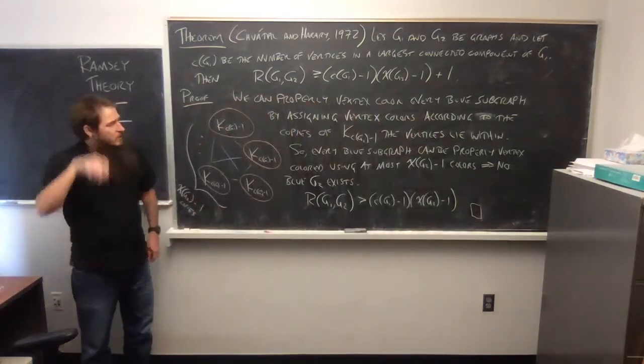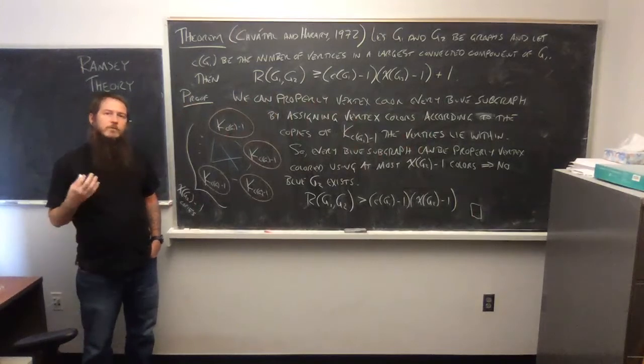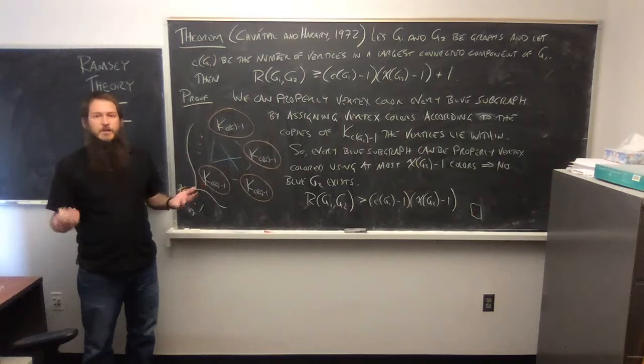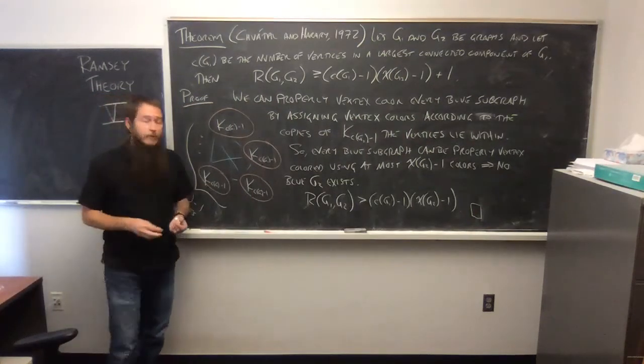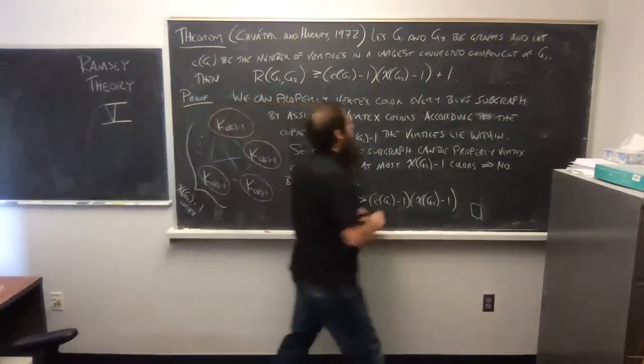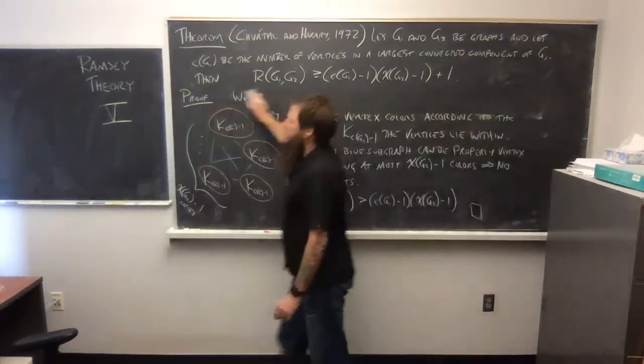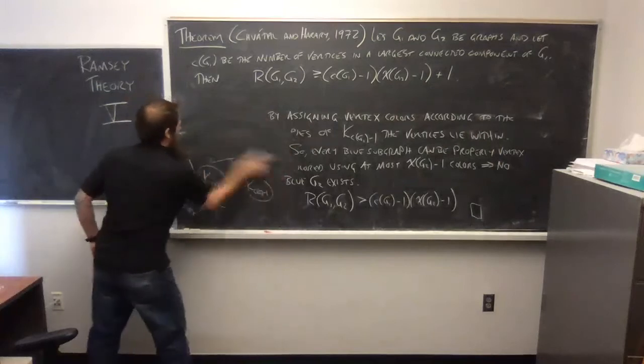So let's think a little bit about one special case of choices of G1 and G2 that's kind of interesting to look at. Let's look at the case of a tree compared to a complete graph. I'll keep the theorem up so we can look at it.